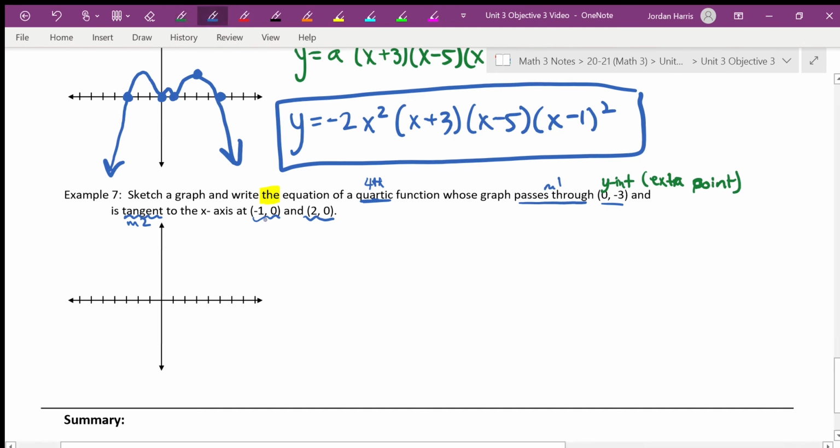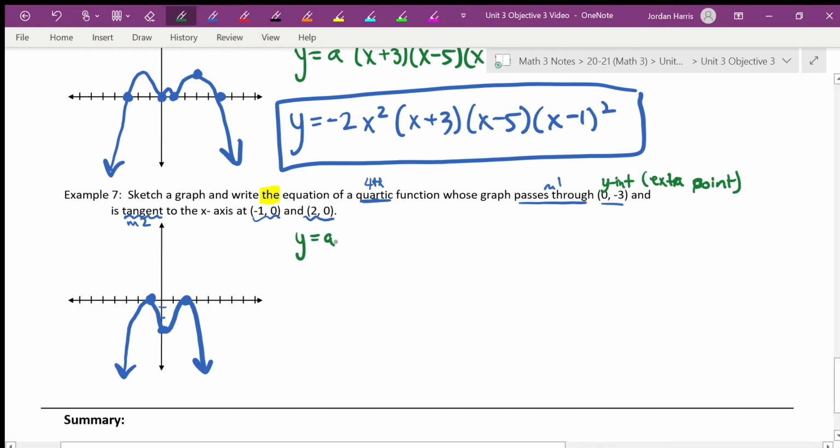So when I make this graph, I have a negative 1 and a positive 2 that I am going to tangent, going to bounce, going to touch. I'm not going to cross the x-axis at all. Okay? And 0, negative 3. 1, 2, 3. Right there. I have to pass that point. So I know I'm going to start low, bounce, bounce, done. Okay? There's my sketch.